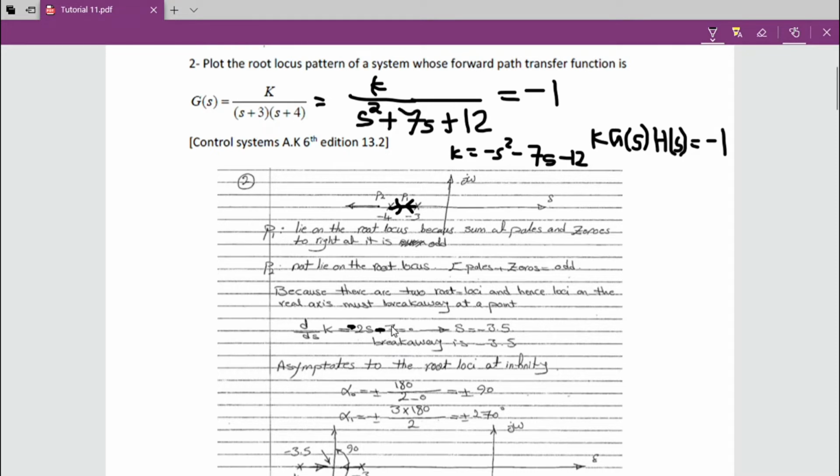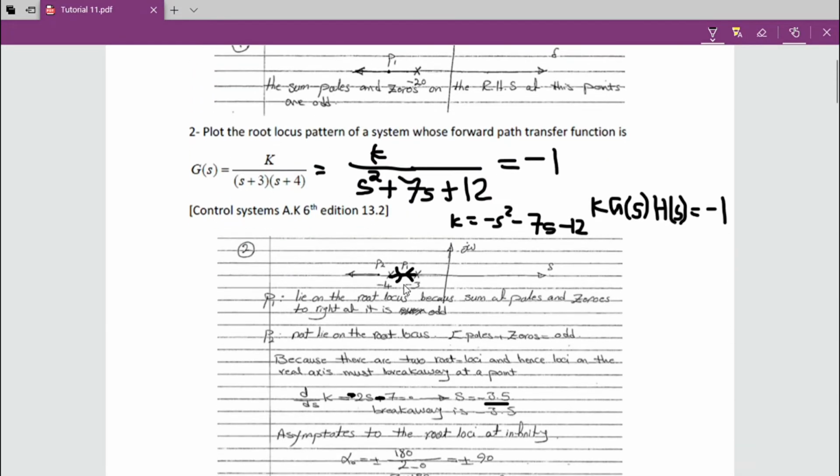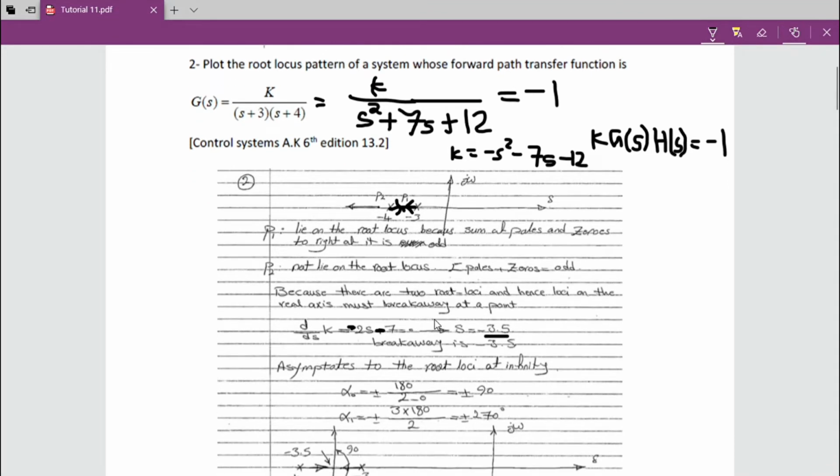So if we do that, we get s is equal to negative 3.5. That means at s equal to negative 3.5, there will be a breakaway point. At negative 3.5, the point is over here, so that will be a breakaway point. Now what we need to do is to identify the behavior at infinity, which is to basically identify the asymptotes. We already know the breakaway point is at this point, so we don't have to find the intersection of the asymptotes.